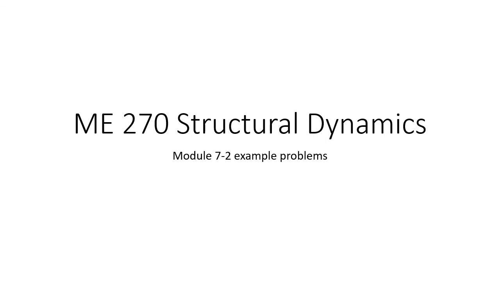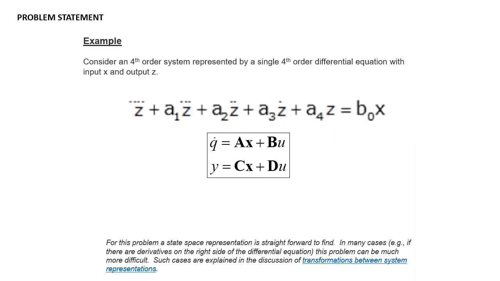Let's take a look at an example problem for Module 7.2 for the ME 270 Structural Dynamics course. In this problem, we want to consider a fourth order system represented by a single fourth order differential equation with input x and output z. We're given this equation: z four dots, plus a1 z triple dot, plus a2 z double dot, plus a3 z dot, plus a4 z, is equal to b naught x.